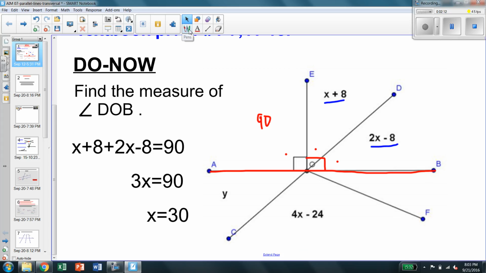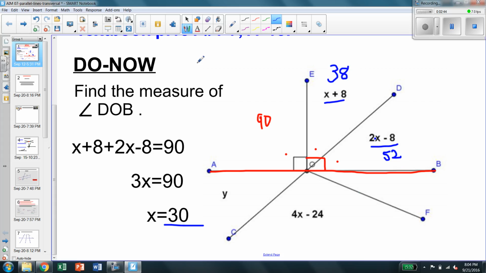Anywhere I see an x in this diagram, I can substitute in 30 and figure out whatever measure I'm looking for. So I see an x here, plus 8, 30 plus 8 is 38. I see an x here, 30 times 2, because there's an invisible multiplication. 30 times 2 is 60, minus 8 is 52. As a check, this and this should add up to 90. They do. Cool.